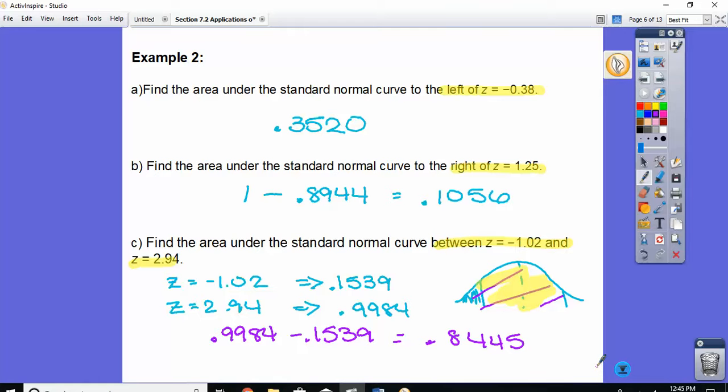Any questions about how to read this table? Those are really the only three types of questions I'll ask: to the left, to the right, or between two numbers. To the left, you just read it. To the right, you do 1 minus. Between, you do the big minus the small.